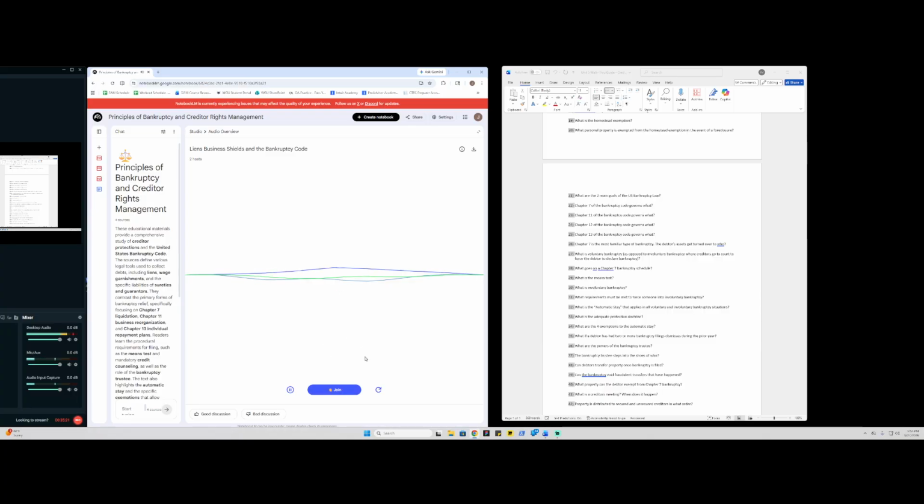Yes, that is an excellent summary of the exemption's function. You are absolutely right to connect the homestead exemption.